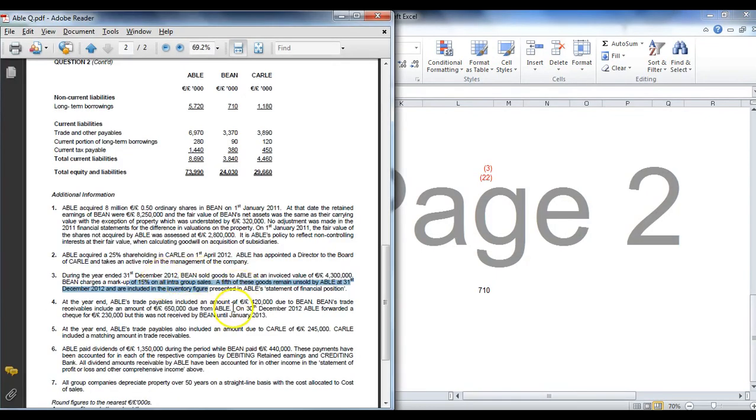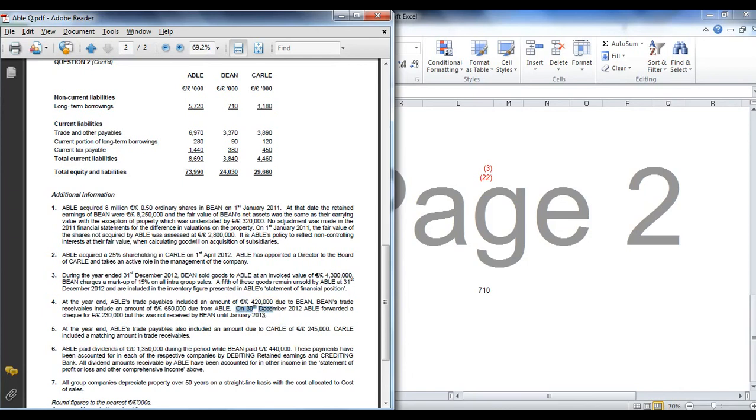And in this case, you're told that at the year end, the parent forwarded a check for 230, and this was not received by Bean until January 2013. So essentially the 230,000 fell into a black hole. Able would have reduced their bank and reduced their trade payables, hence it's lower than the trade receivables. But again, Bean hasn't received it, so they haven't accounted for that payment. So typically we bring it back into the parent just to be consistent.